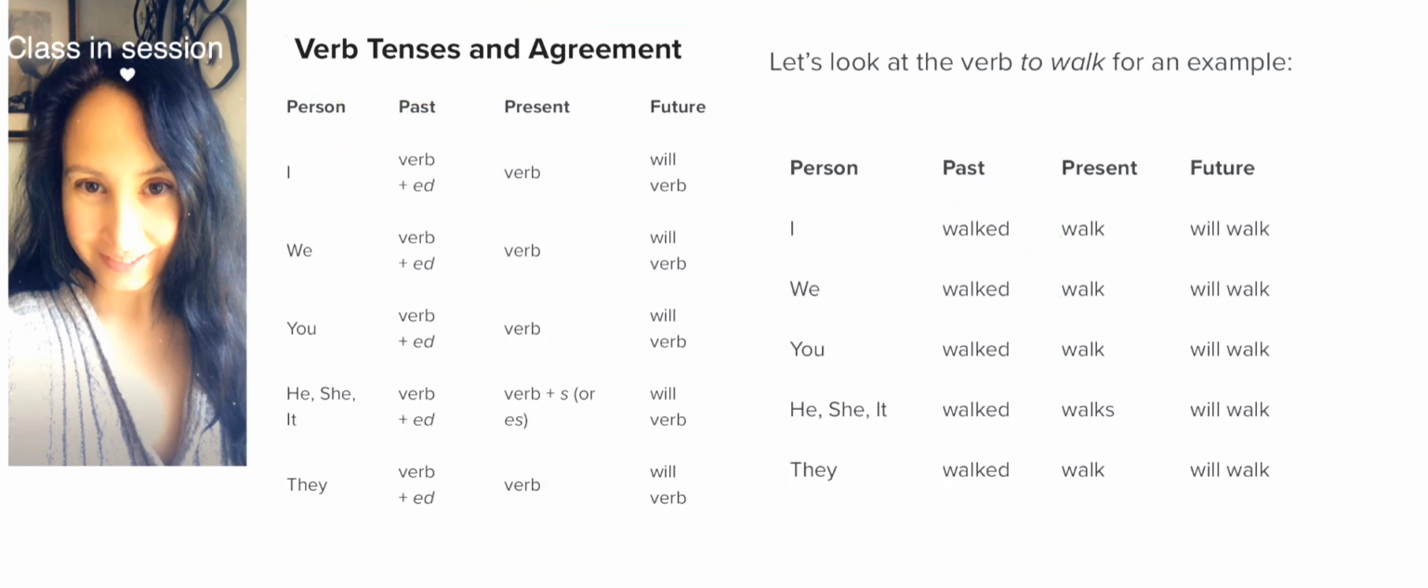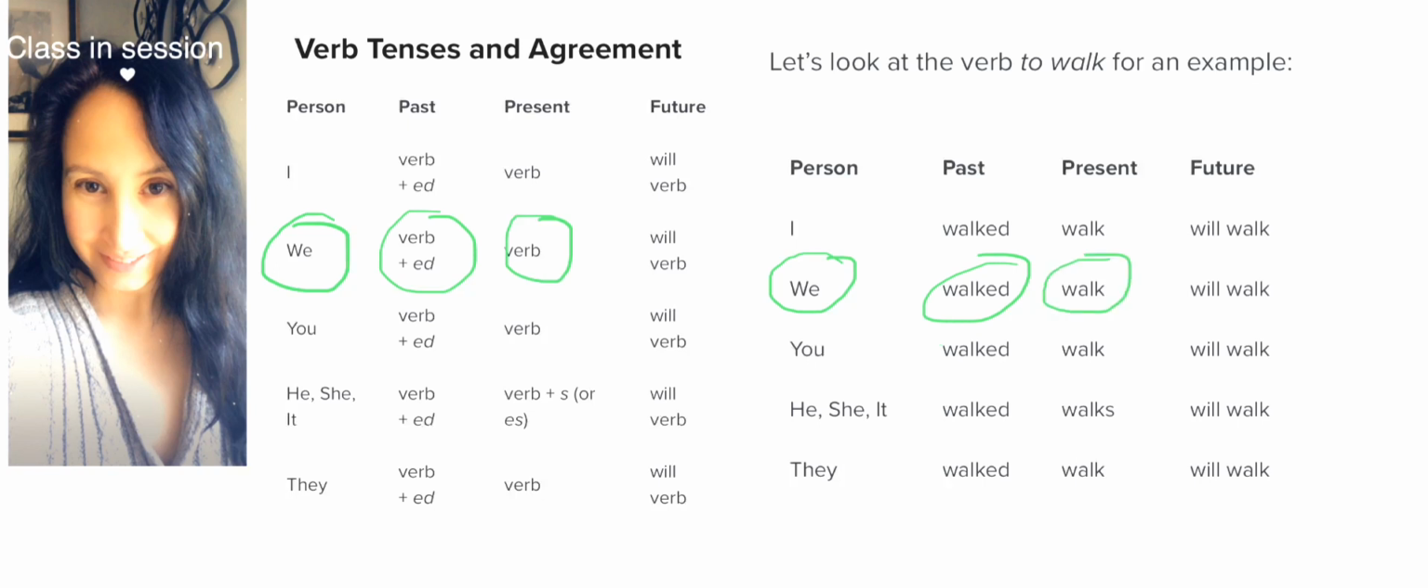Now let's do we, the pronoun we. We is the person. We in the past tense, we use the verb walk plus ed. Here we go. We walked. In the present tense, we just use walk. We walk. And in the future tense, we add will plus the verb walk. We will walk.